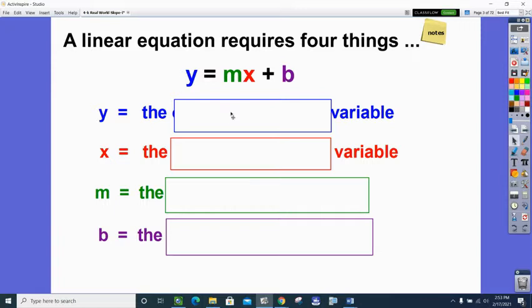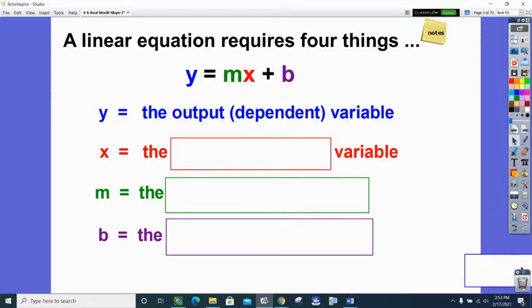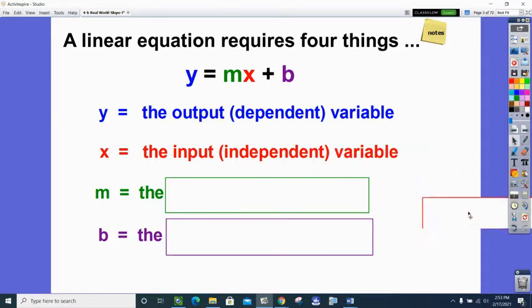So the y is going to be what we call the output or the dependent variable. He's waiting for the math to happen. The x is going to be the independent variable. That is the one where you can pick numbers for. And then you do the math, and then the output would be the y.